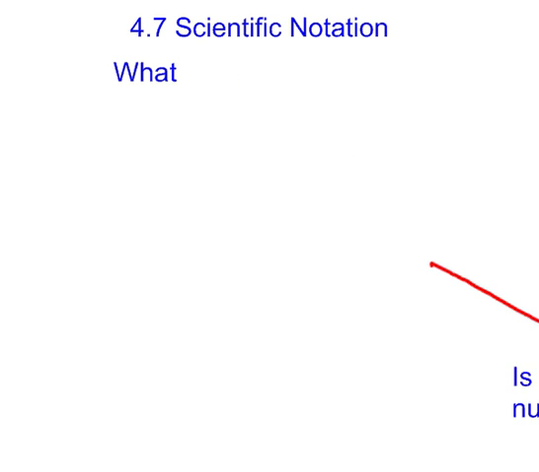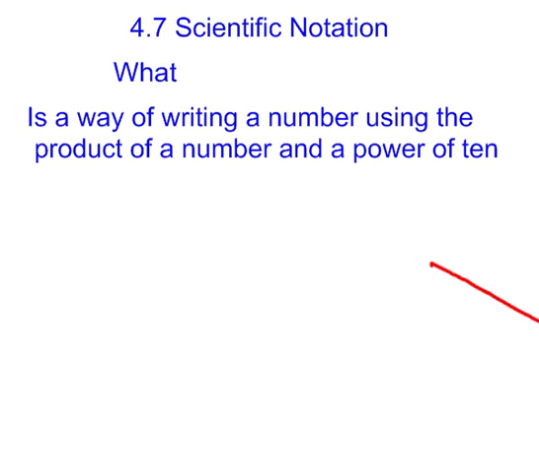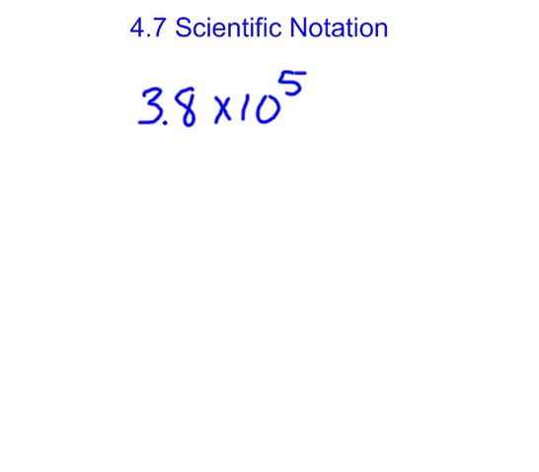Scientific notation is a way of writing a number using the product of a number and a power of 10. So this is the first thing that I would like you to put in your notes. Scientific notation is a way of writing a number using a product of a number and a power of 10. And here's an example of what scientific notation looks like: 3.8 times 10 to the 5th power.